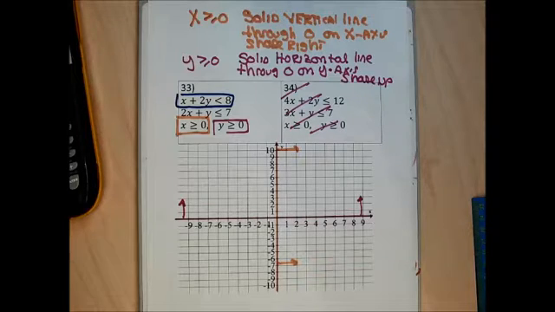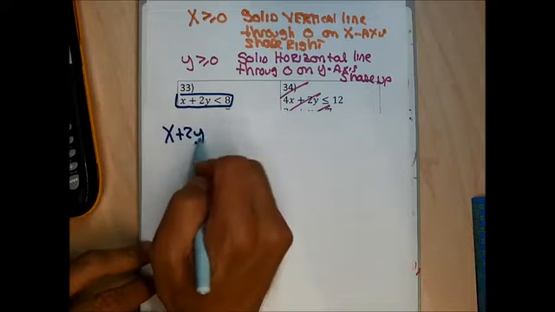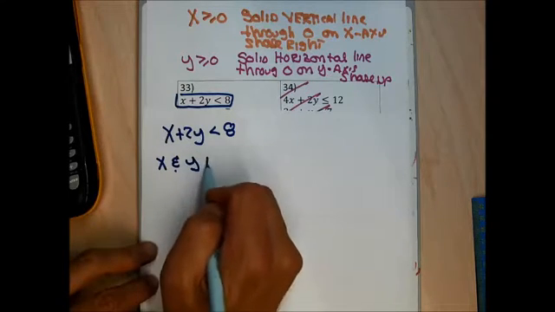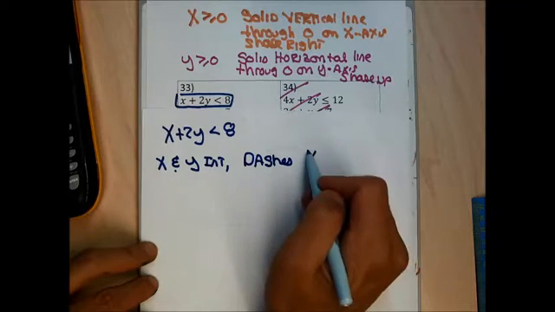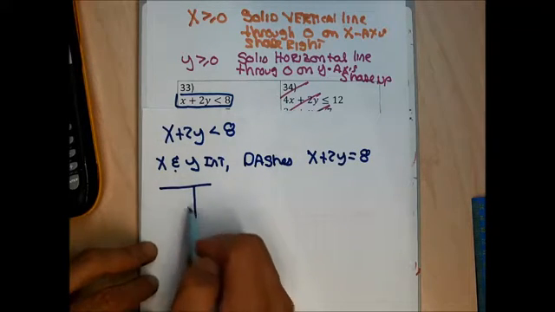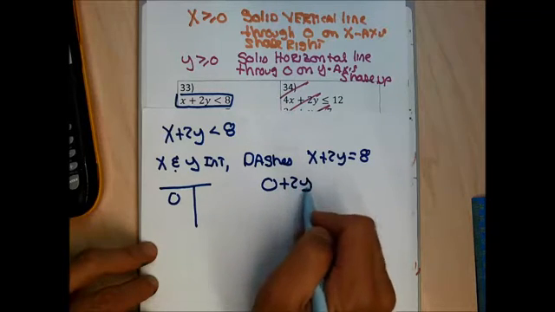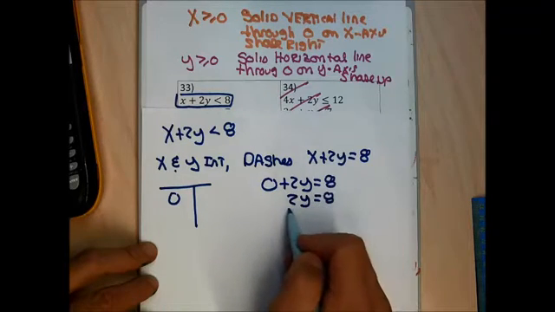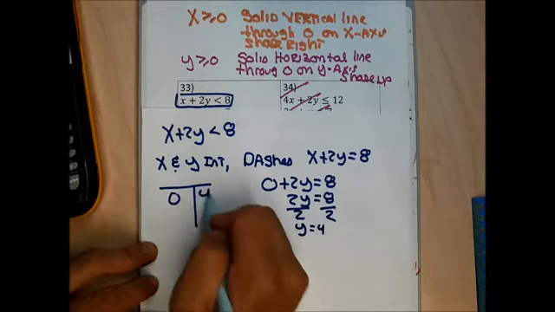Let's give that a go. So for my x plus 2y is less than 8, I'm going to find the x and the y-intercept and make a dashed line for x plus 2y equals 8. So set up my intercepts, plug 0 in for x, get 0 plus 2y equals 8. This simplifies to 2y equals 8, divide by 2, and get y equal to 4.